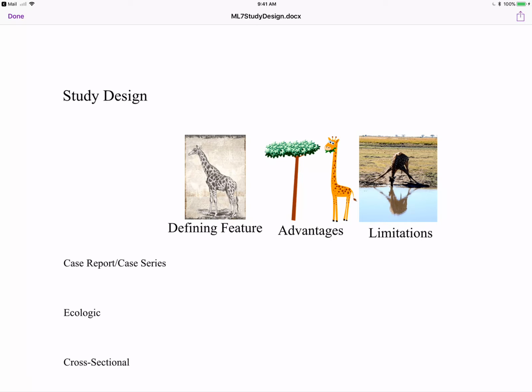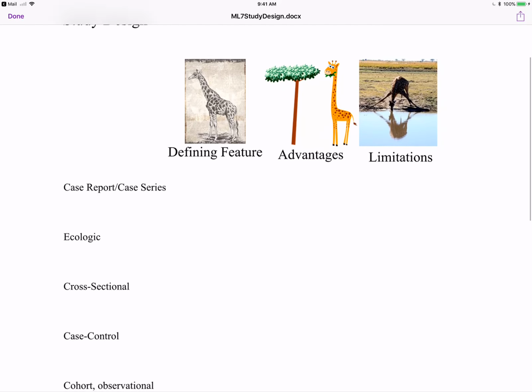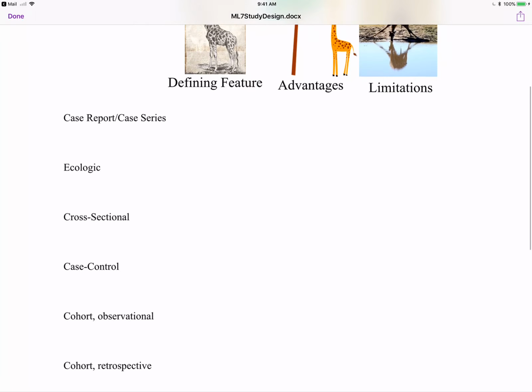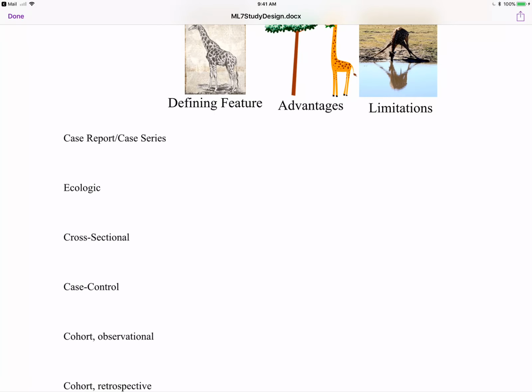And so here is a copy of a handout that you have in your Canvas page. Yours has little boxes around all of these, so I think it makes a little bit more sense. But the basic idea is that we have a variety of different kinds of study designs here down the left-hand side: case reports, ecologic, cross-sectional, case control, cohort, blah, blah, blah. So you have all these different kinds of study designs.